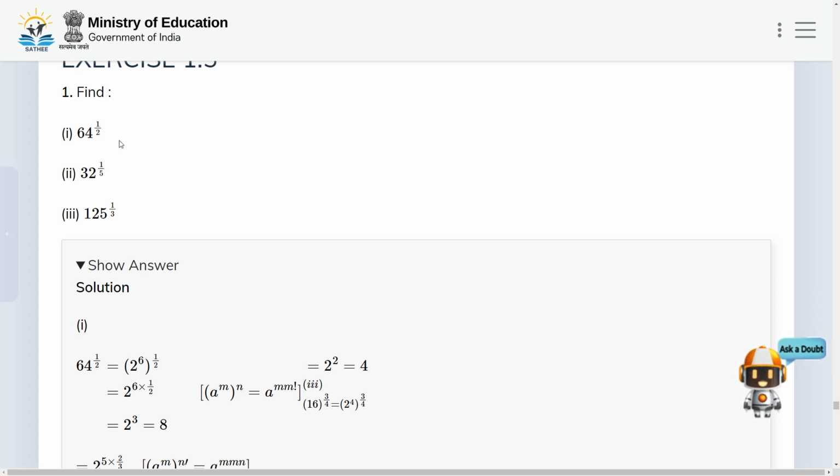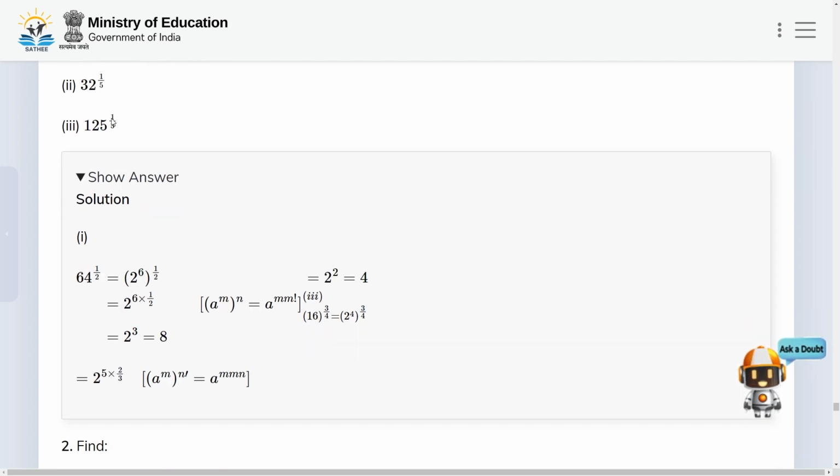So 32 to the power 1 by 5 is equal to 2 to the power 5 whole to the power 1 by 5, and that is equal to 2 to the power 5 into 1 by 5, and this is equal to 2. And 125 to the power 1 by 3 is actually equal to 5 to the power 3 whole to the power 1 by 3, and this is equal to 5 to the power 3 into 1 by 3, that is equal to 5.